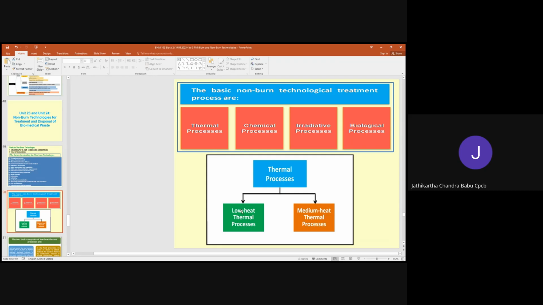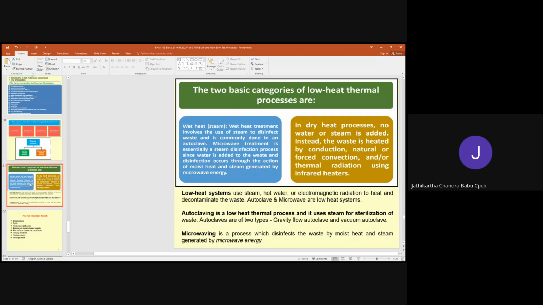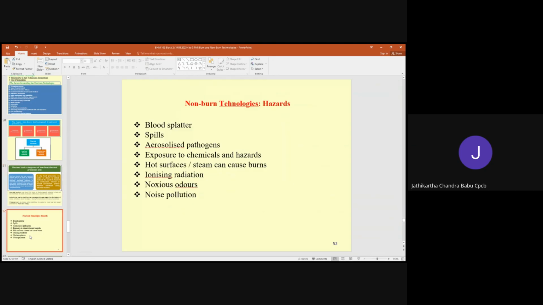In the thermal process, there are two types of methods: low heat thermal process and medium heat thermal process. These thermal heat processes are nothing but wet systems and dry systems. In a wet system, steam is the mode of treatment, whereas in a dry heat system, dry heat air is the mode of treatment of waste. That is the only difference between the wet system and the dry system. Autoclave and hydroclave fall in the purview of the wet system. In the dry system, dry heat sterilization falls in the purview of the dry heat process. This we have already discussed.